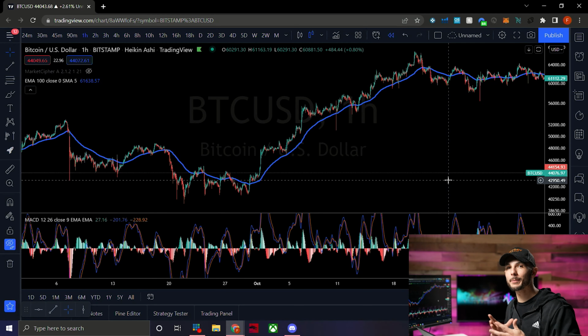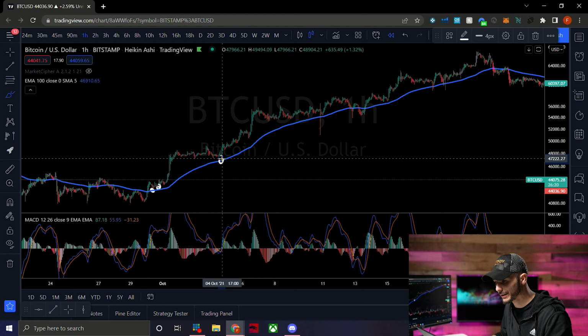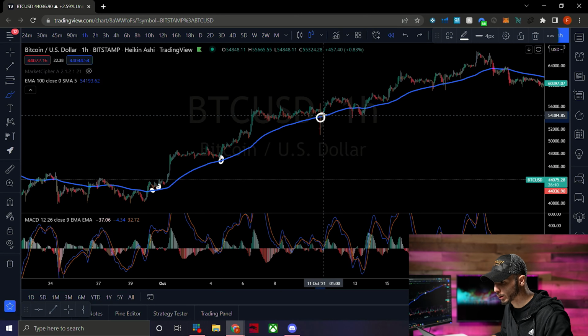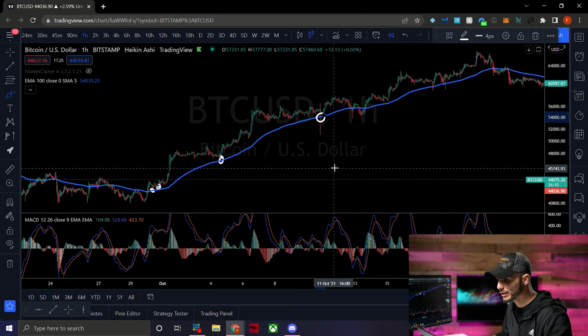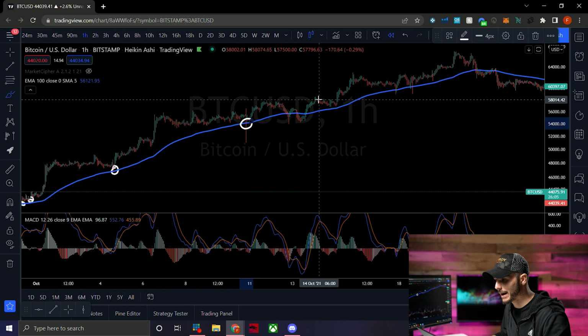So first, I'm going to be showing you some long examples. So you can see we've been respecting this EMA right here. We stuck it a couple times down here. We stuck it again here. Big panic wick down below here, but we did come back up and hold it as support right here. And then you could see again right here, we broke below and then came right back above.